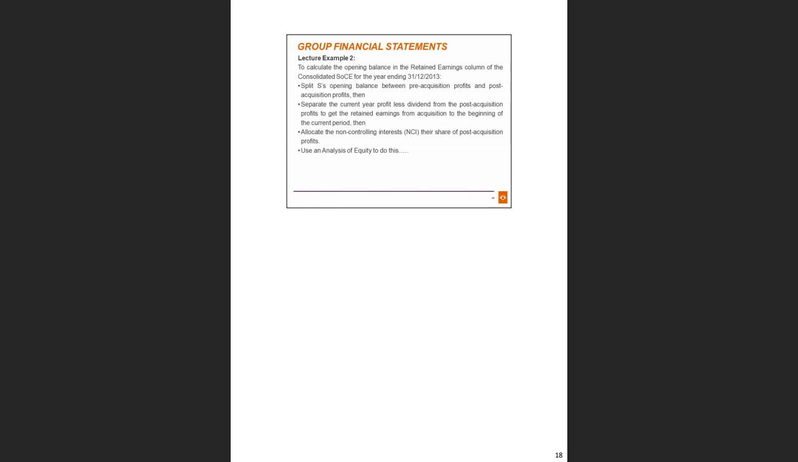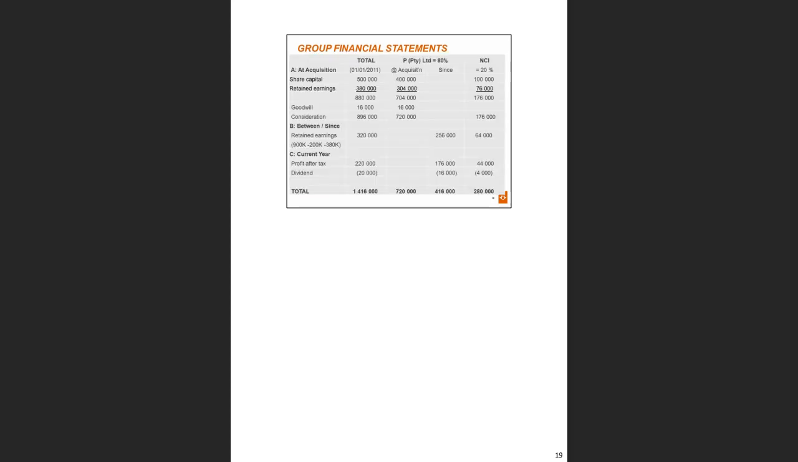Once we have done that, we then need to allocate the non-controlling interest their share of the post-acquisition profits. And what is the tool we use to assist us when we have non-controlling interest and we have all of these figures? We are going to look at the analysis of equity. This is going to assist us because it can be very difficult to understand the consolidation without this tool. This is highly recommended for a test or exam. Sometimes we will ask you to prepare it, sometimes we won't, but it's always advisable to prepare it because it does assist with understanding. So let's have a look now.